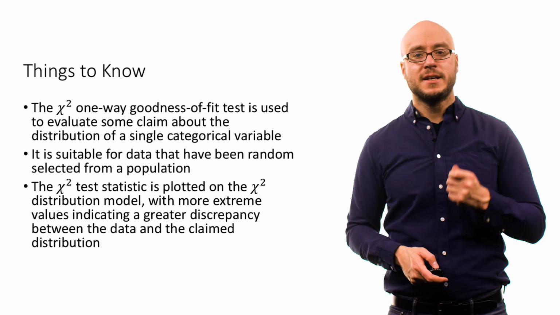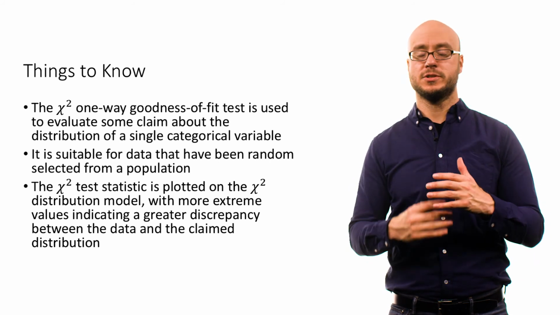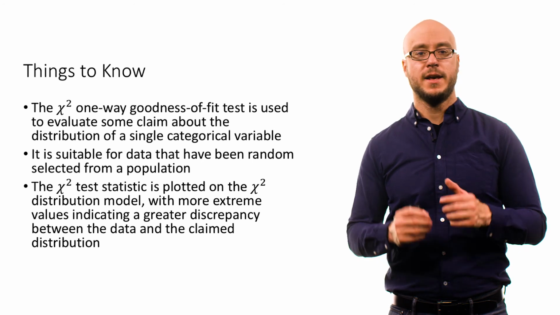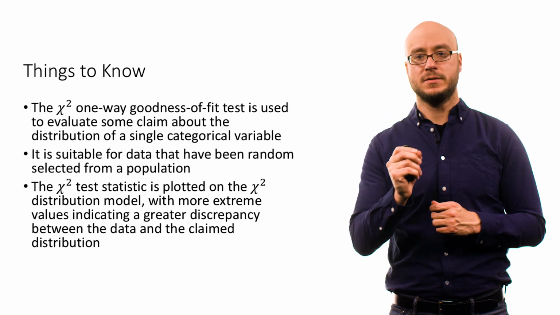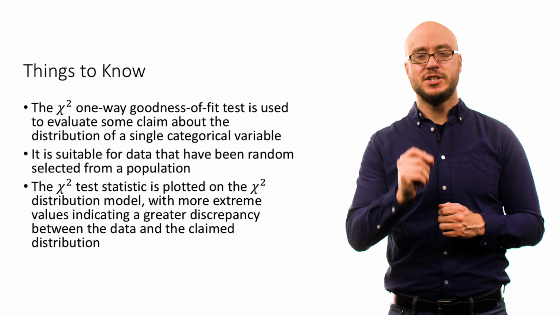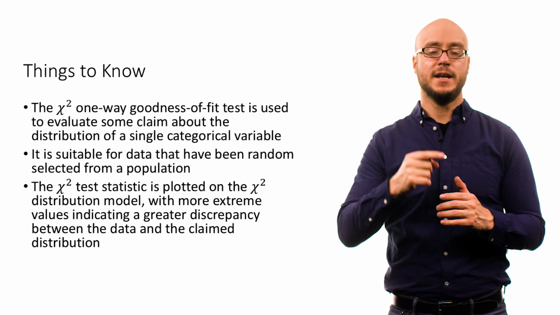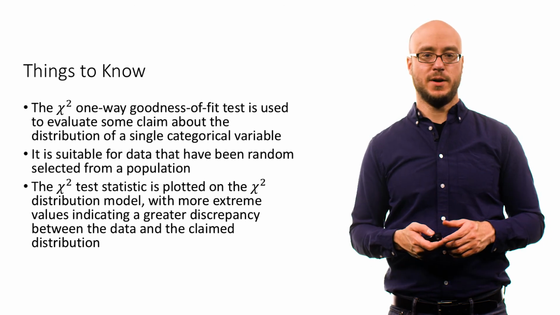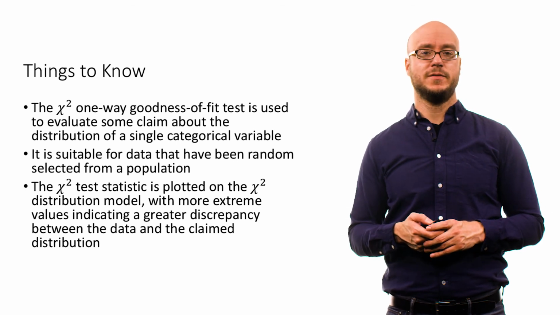The chi-square test statistic is plotted on the chi-square distribution model. That's just a probability distribution, just like the standard normal model, just like the t-distribution model. The chi-square test statistic is just a function of those expected and observed counts. The more extreme values of the chi-square test statistic suggest a greater discrepancy, a greater inconsistency between the data and the claimed distribution, leading us to reject the null hypothesis. With that, we conclude our discussion of the chi-squared one-way goodness of fit test.